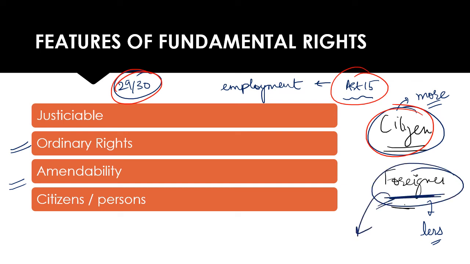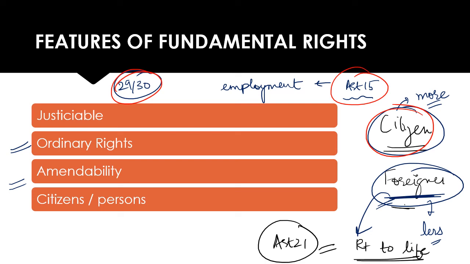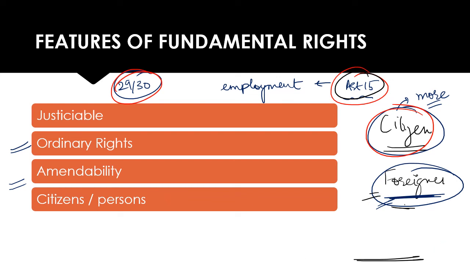For example, you have Article 21, right? So Article 21, which talks about right to life, this is available to not only citizens but also foreigners. Therefore, you can see that Article 21 is available to all persons, whereas something like Article 15 or Article 29 are available only to citizens. So it's important for you to notice this whenever you see the provisions relating to fundamental rights.